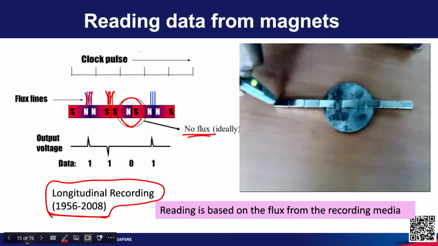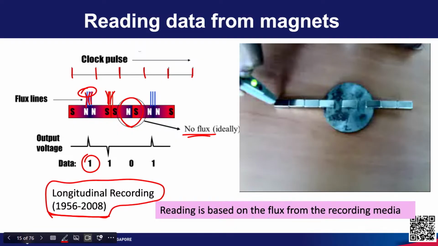In this reading scheme, in a computer you have clock pulses, right. So, there is a clock tick here, here, here and so on. So, there is a window between two clock pulses. During these two clock pulses, if the sensor sees some magnetic flux, there will be some output voltage, and we call that 1.